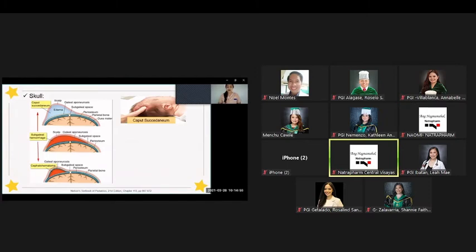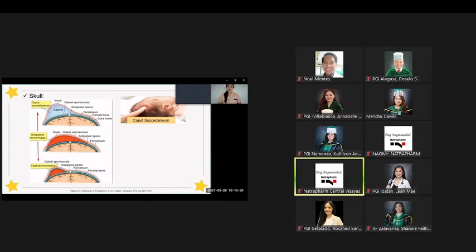The caput succedaneum. This is caused by skull pressure from the uterus, cervix, or pelvis and appears as a circular boggy area of edema with indistinct borders and often with overlying ecchymosis. It crosses the suture line and usually results in bleeds.